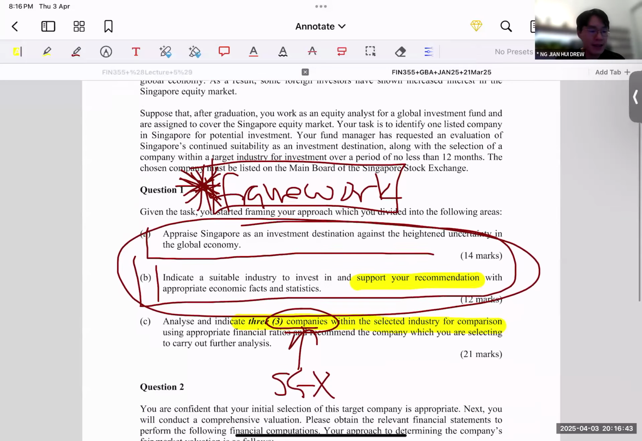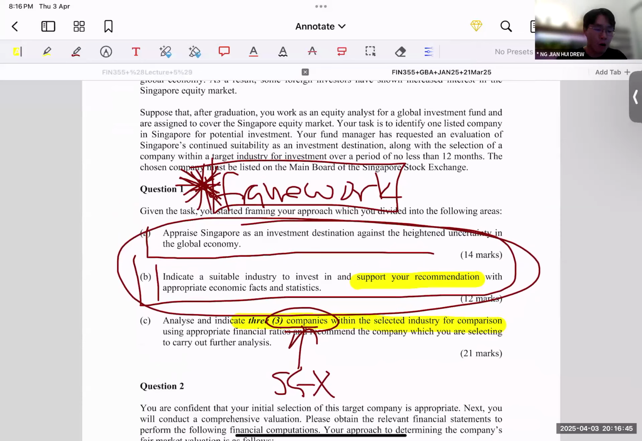Any questions for the first part? So the first part is more of qualitative. Any questions now, just more generally, any questions for qualitative analysis for general valuation questions?